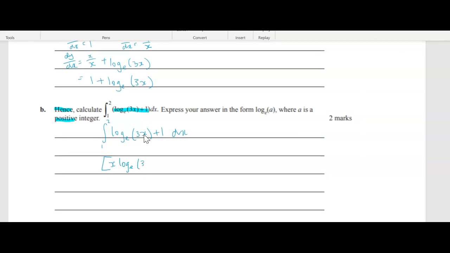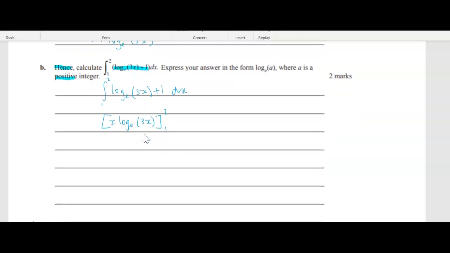Log base e of 3x, and we're going from 1 to 2. All right, so we're going to substitute those terminals in. So 2 log e of 6, 3 times 2 is 6, and then we've got minus 1 times log base e of 3 times 1, which is just 3. I'm going to get rid of that 1 out the front because it just looks a bit weird.